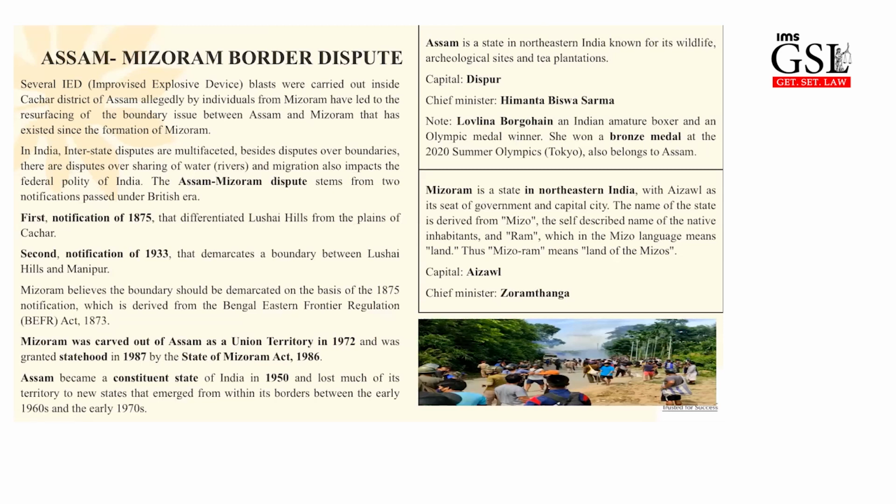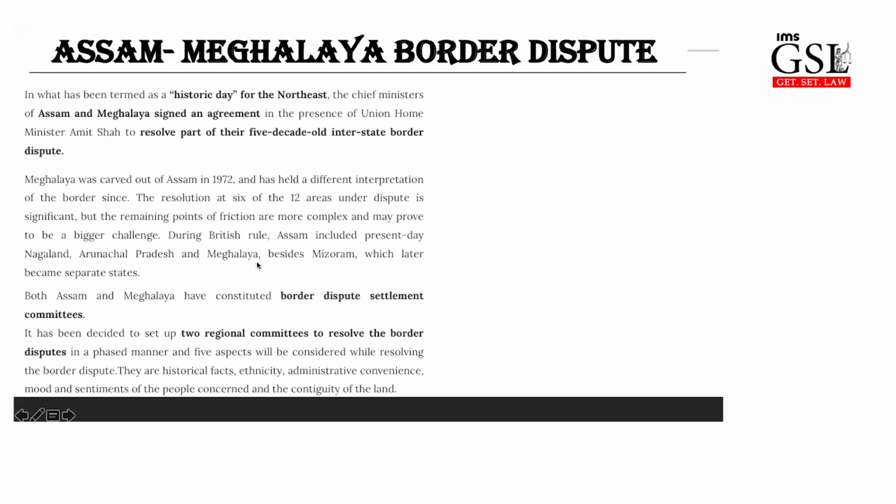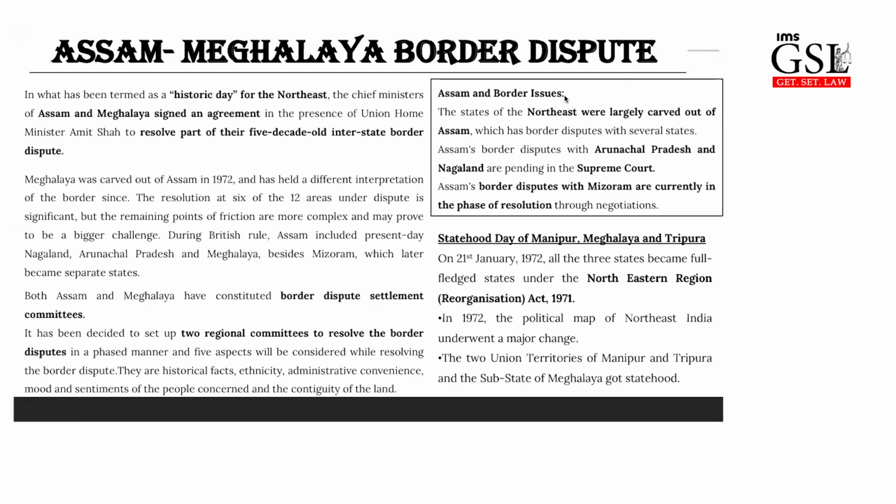Mizoram, it's a state in northeastern India. Aizawl is the seat of government and capital city. Name of the state is derived from Mizo, a self-described name from the native inhabitants. Capital is Aizawl and chief minister is Zoramthanga. Okay, sure. Let's move. So Assam, of course, has a lot of border issues, as you can see.